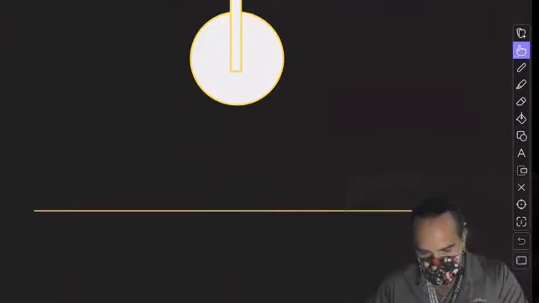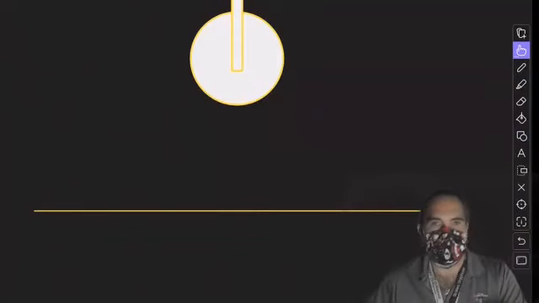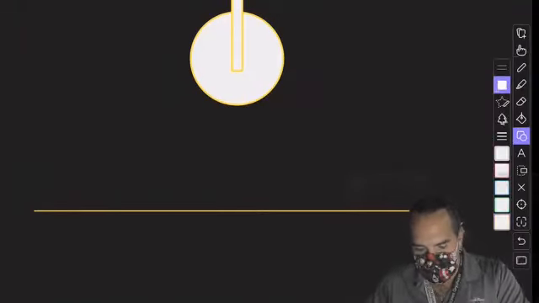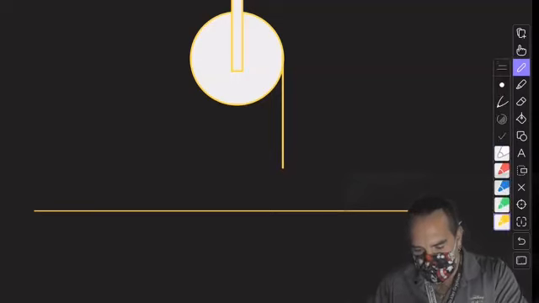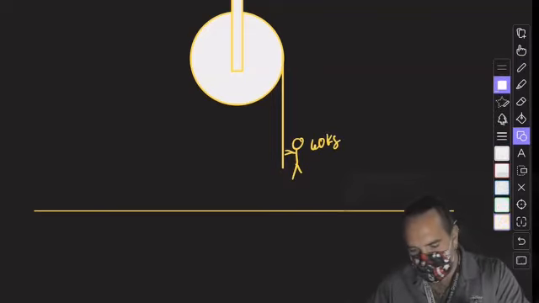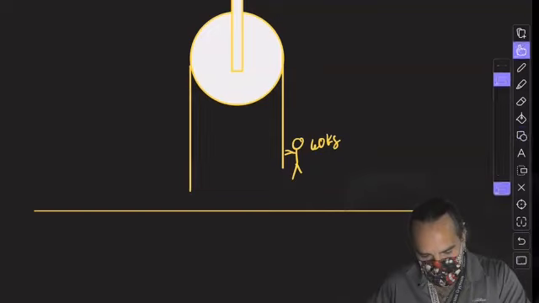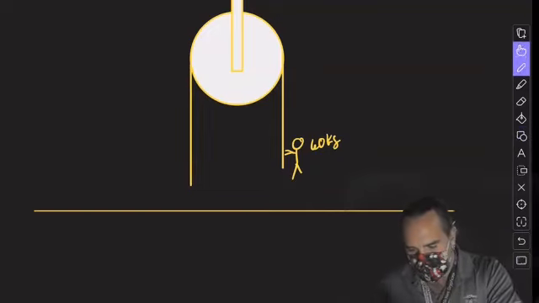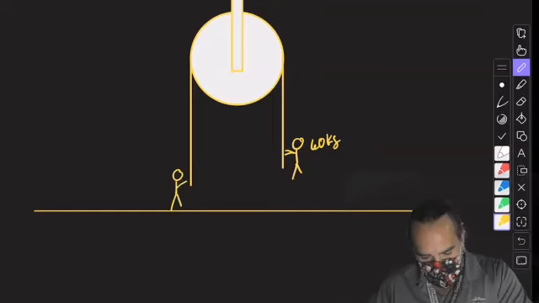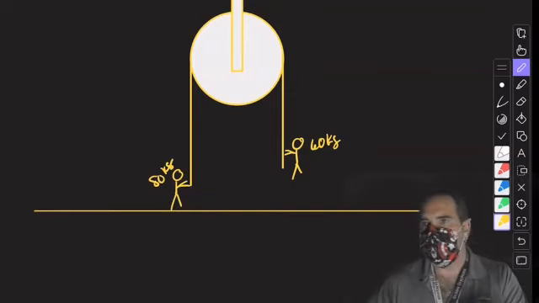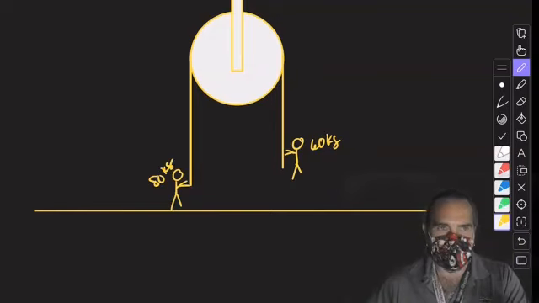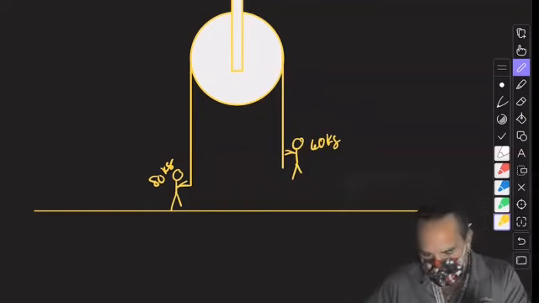I have a pulley suspended from the ceiling. On one side of the pulley is a 60 kilogram person. On the other side of the pulley is an 80 kilogram person, but they are on the ground. Does it make sense why the one is on the ground and the one is not? If I did not label them 80 and 60 and just asked you which one was the bigger person, would you be able to do that? Tell me which one. Okay.